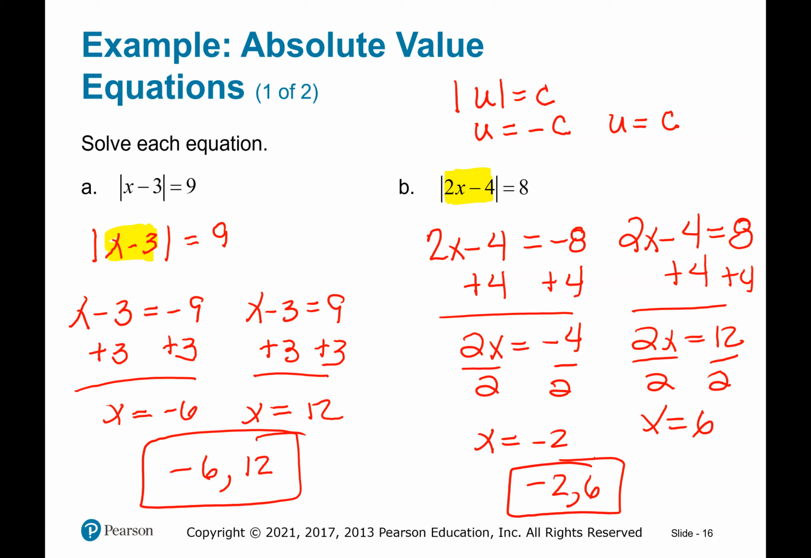Do a quick check, put -2 in there. 2 times -2 is -4, -4 minus 4 is -8. Absolute value of -8 is +8. How about 6? 2 times 6 is 12, 12 minus 4 is 8.